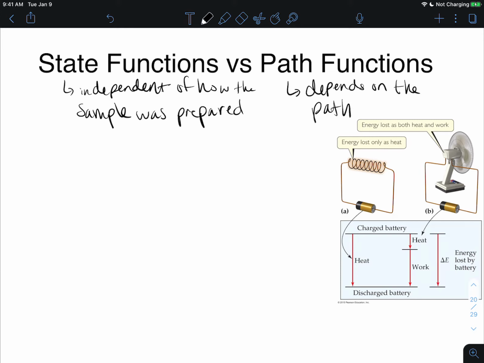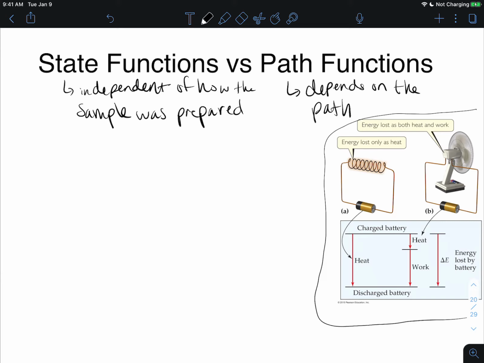Right. So a path function is going to be one where the initial state and the final state matters, but we have to take into account states along the way. So we have to look at each portion of the path. So we can see this if we look at this diagram over here. So in both cases, we have a battery. It's a charged battery initially, and then it's a discharged battery after it has been used up. So the energy doesn't matter, right? It goes from a charged state to a non-charged state or a discharged state. The final and initial states are all that matter with the energy.